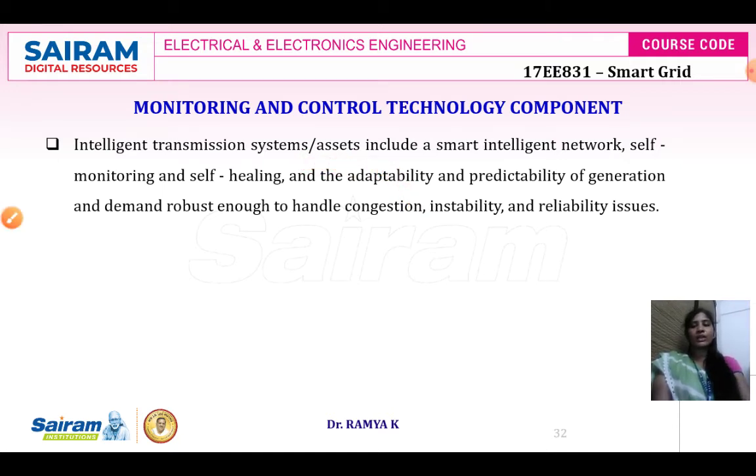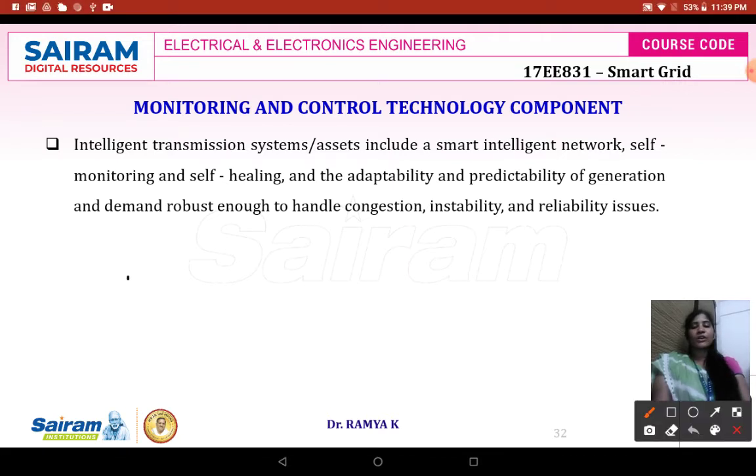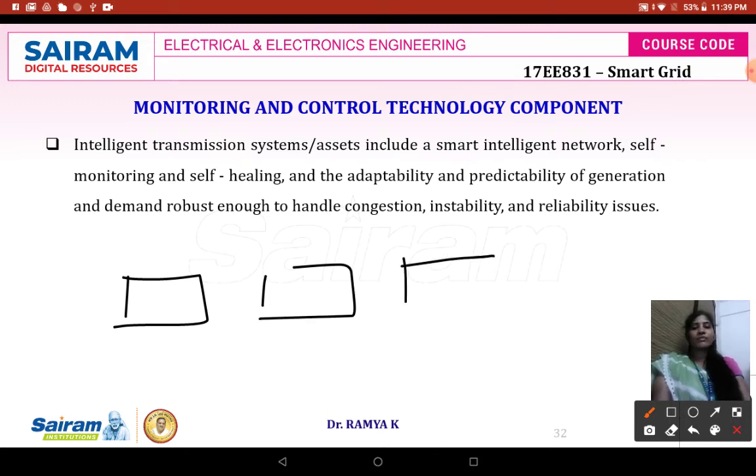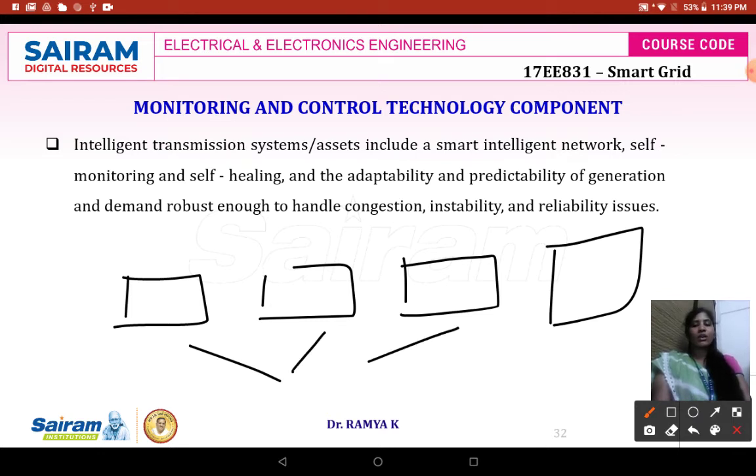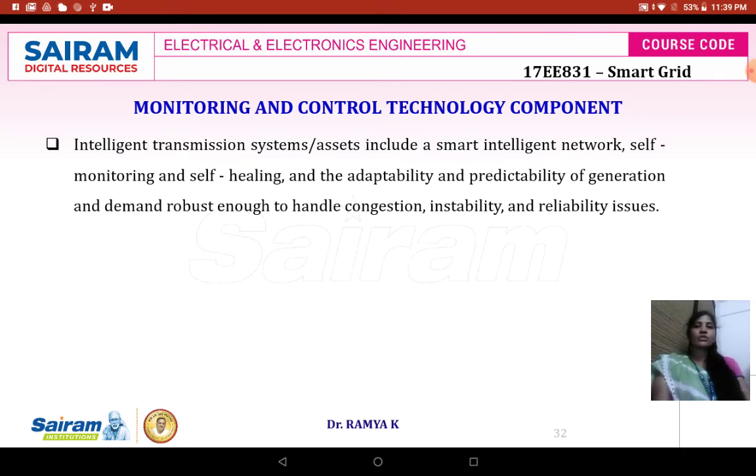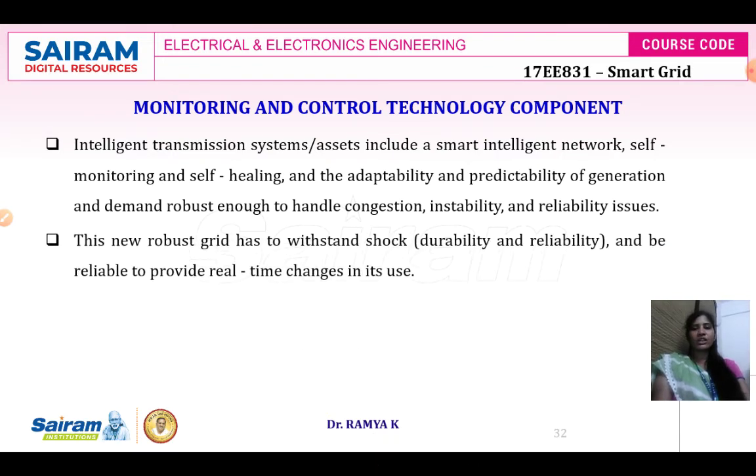Self-healing network in the sense, there will be a control room where we will be having many systems, and each system and all the systems will be controlled by a person. Automatic control will also be there, and also you can control by a person. So it could be a self-healing network. So first we should understand, while monitoring the intelligent transmission system and the asset, it will include the smart network and self-monitoring and self-healing network, and the adaptability and predictability of the generation and demand.